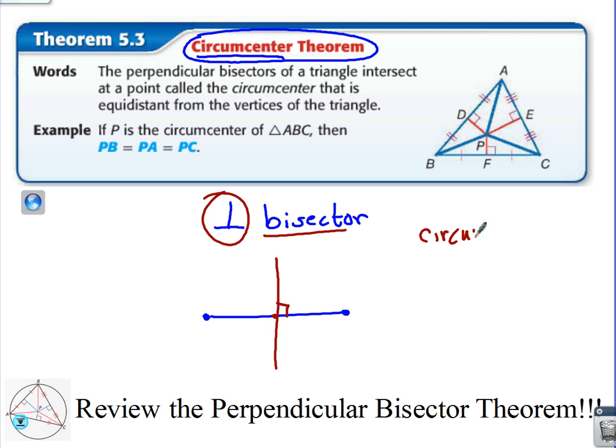And you can write it like this for those of you that have not started. A circumcenter is the point of concurrency of the perpendicular bisectors.